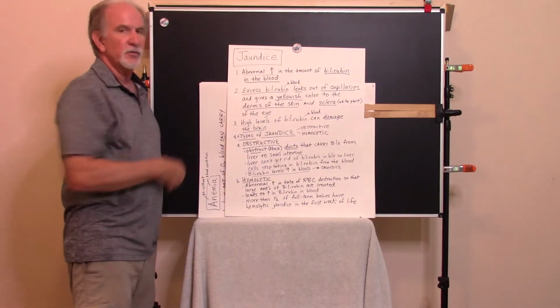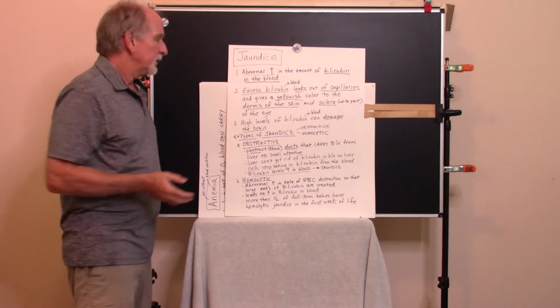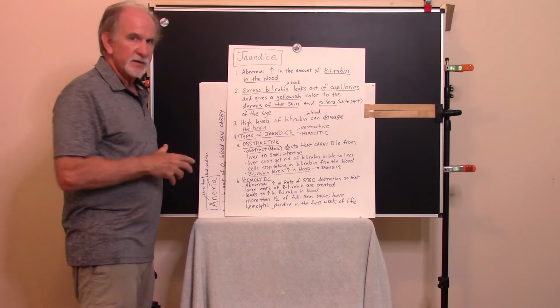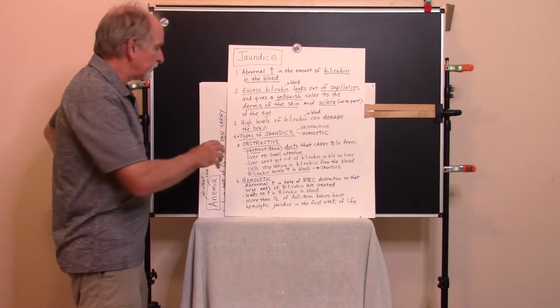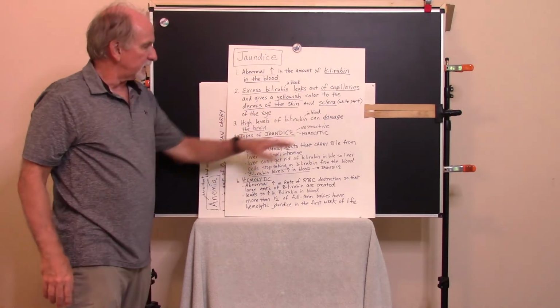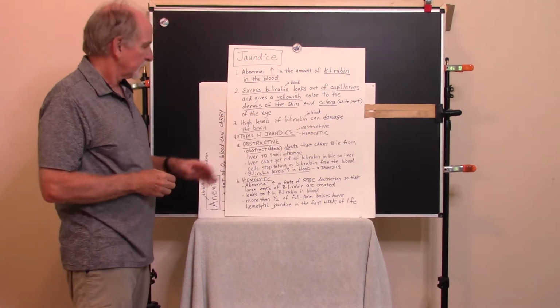High levels of bilirubin in the blood over time can result in brain damage. So it is a condition that you want to treat. There are two types of jaundice: obstructive jaundice and hemolytic jaundice.